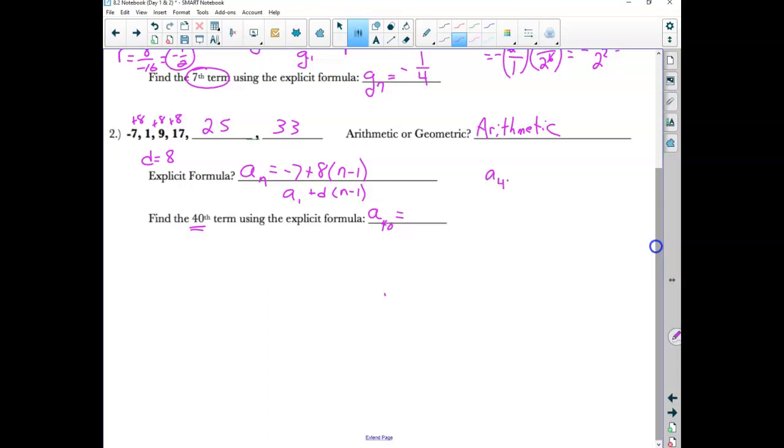A sub 40, what's that little rascal going to equal? It's going to equal negative 7 plus 8 times 40 minus 1. That's going to give me 39 in there, isn't it? And 39 times 8, I think that's 312, because 72 is 24, plus 7 is 31. So a sub 40 equals negative 7 plus 312. I think that gives me 305. So a sub 40 is 305. And we got to it really quick there, okay?